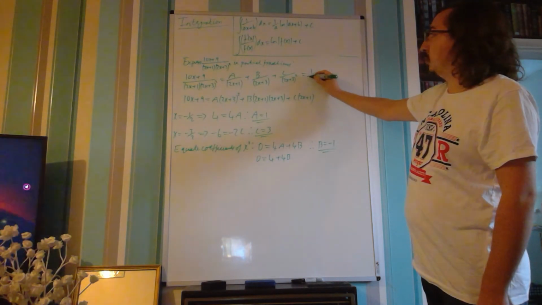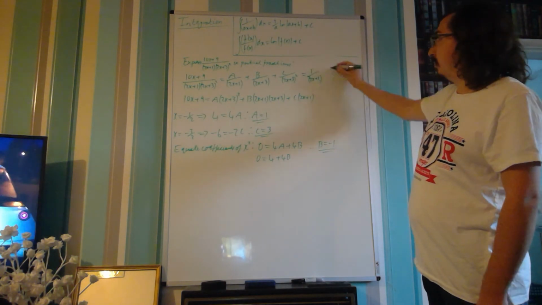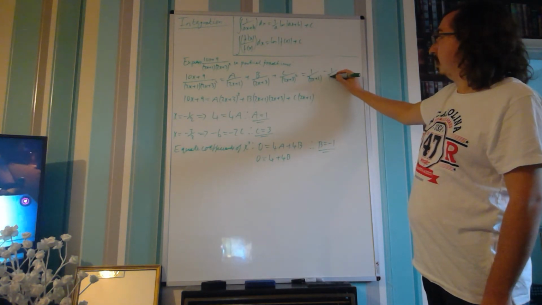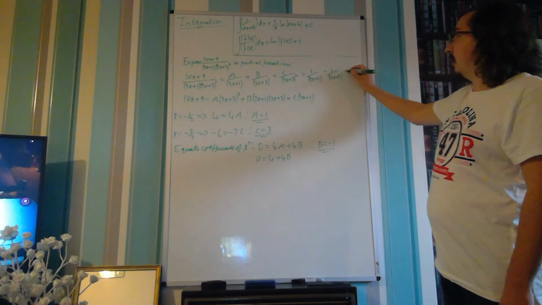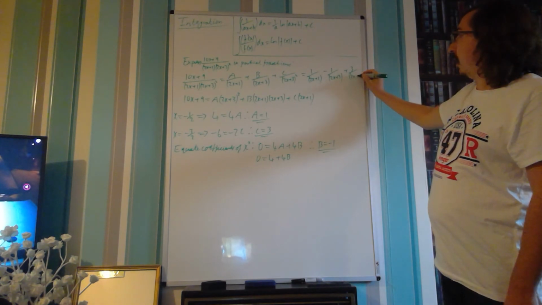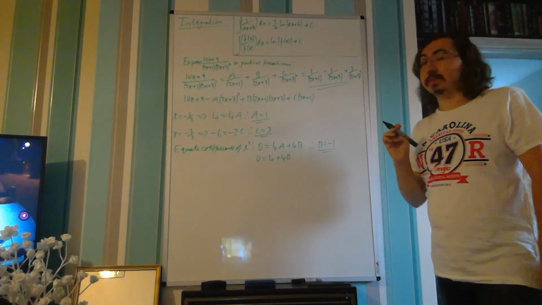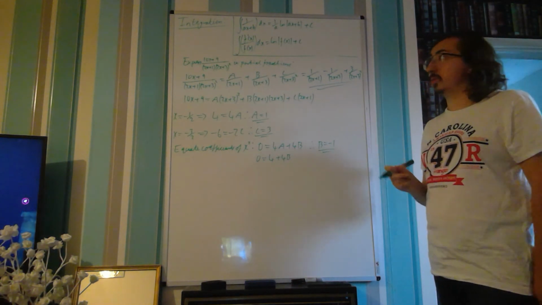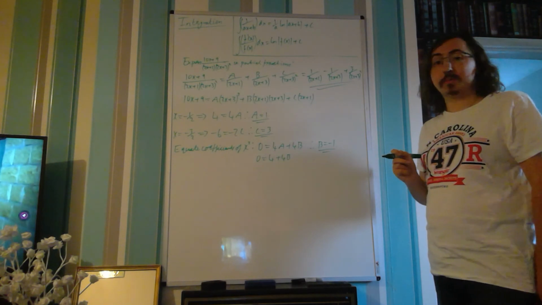Our A value is 1 over 2x + 1. Our B value is minus 1 over 2x + 3. And our C value plus 3 over (2x + 3) all squared. And that is the final form in partial fractions of (10x + 9) over (2x + 1)(2x + 3) squared.